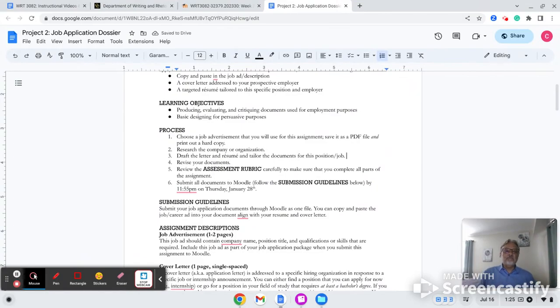The first thing I'm going to do is choose a job advertisement. Some of the things I recommend is to research the company and the organization before you draft the letter and the resume. But find the job ad. If there's one thing you get done this week, find your job ad.